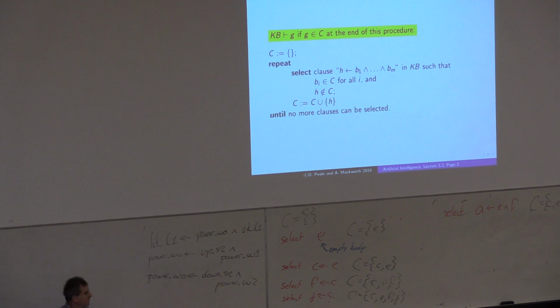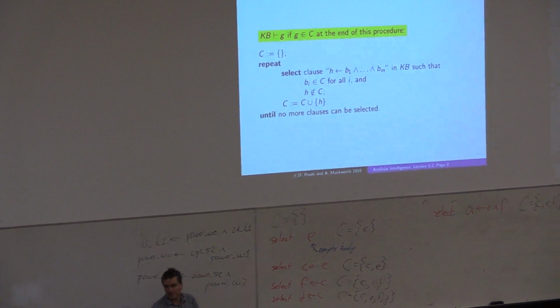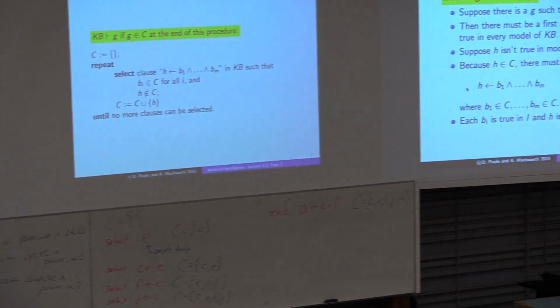However, we now have that each Bi is true in I because they all logically follow, because H was the first one that wasn't. And H is false in I, and so that's a contradiction to the fact that I is a model of the knowledge base. So I keep adding things in, and I can never add in an element that doesn't logically follow. Every time I add an element, it has to logically follow.